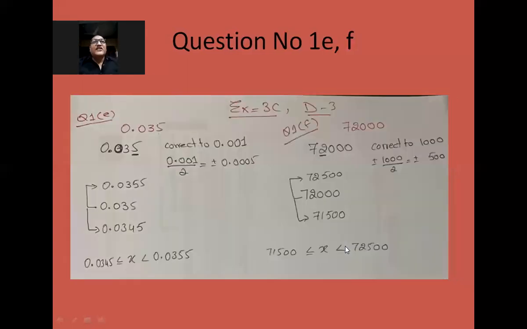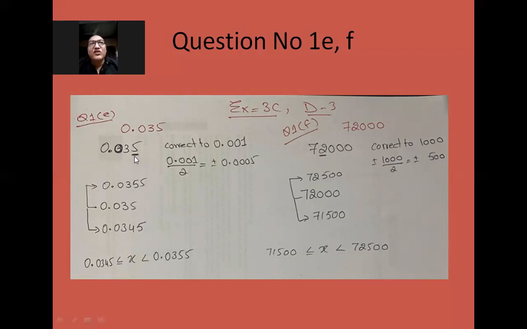Okay, so the next part coming up on your screen is E part, and the number given here is 0.035. So these first two zeros are not significant. This 3 is your first significant figure, and this 5 is your second significant figure, because in all the parts they said that they are correct to two significant figures. So I have marked this position. So what's the value of this location? The place value of this location is 0.001. So this number is basically correct to 0.001.